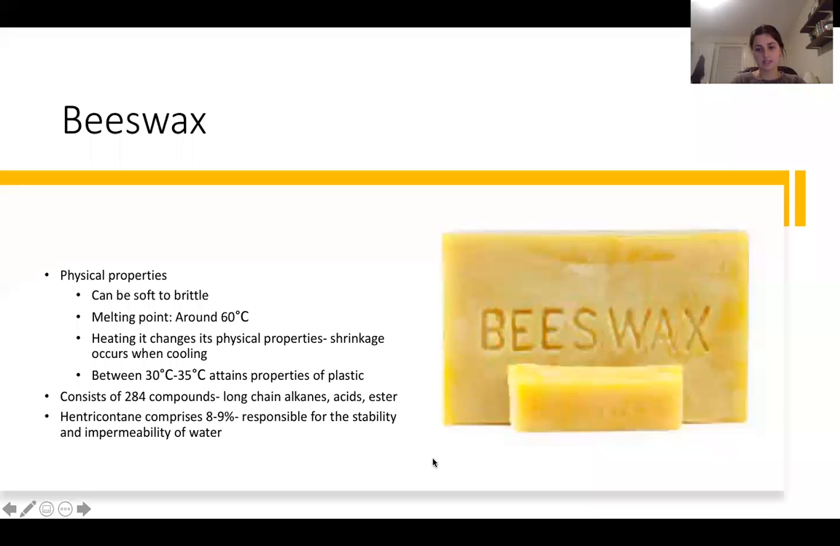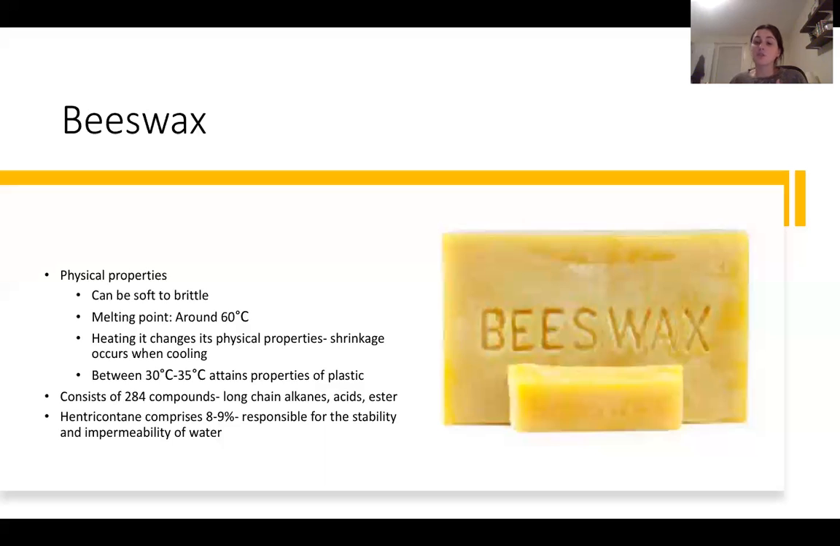So beeswax. Beeswax has a few notable physical properties. It can be soft to brittle depending on what state it's in. Its melting point is roughly 60 degrees Celsius, but honestly, it can be a little bit above, a little bit below, but somewhere within that range. Heating it causes the physical properties to change. Shrinkage occurs when it's cooling. It can sometimes take on a plasticky type of bendability. I'm trying to think of the right word, but bendability is maybe the right one. But sometimes it can also become really, really stiff.